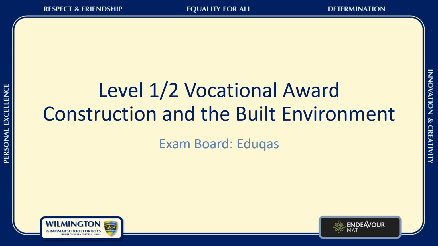Hello everyone, I'm here to talk about the Level 1/2 Vocational Award in Construction and the Built Environment. This is a slightly different course to the GCSEs. It's awarded in a different way. So you can have a Level 1 Pass, Merit, Distinction, Distinction Star, or a Level 2 Pass, Merit, Distinction, Distinction Star. They are not graded in the traditional grade 1 to 9. They do equate to grades 1 to 9, but you'll get awarded a Level 1/2 Pass, Merit, Distinction, Distinction Star.